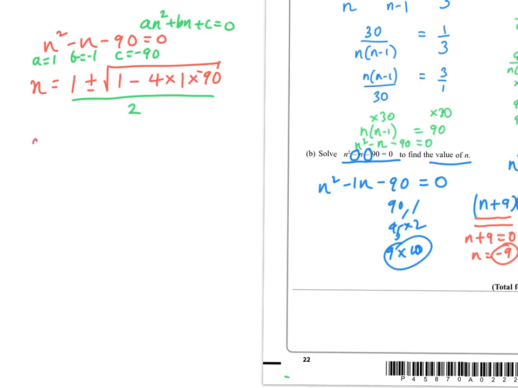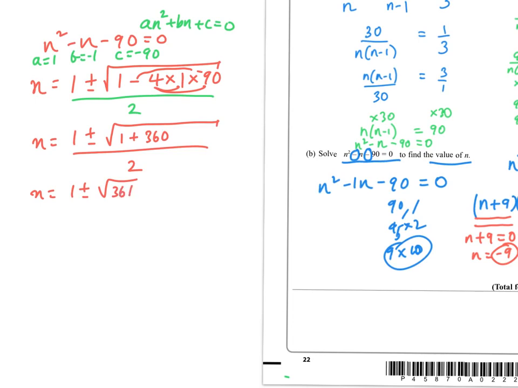So if we were to solve this one here, I guess there's a lot more room for error because you've got a minus times a minus, which is a plus, that's fine. And 4 times 1 times 90 is 360. But then this is a non-calculator paper, and what will happen here is you'll get 361. If you don't know that 361 is 19 squared, well, you could be in trouble there.